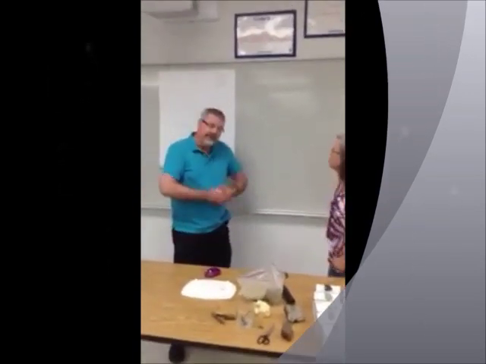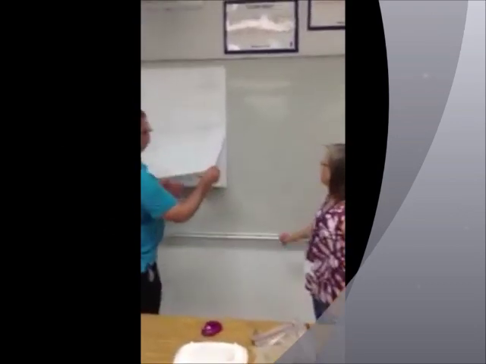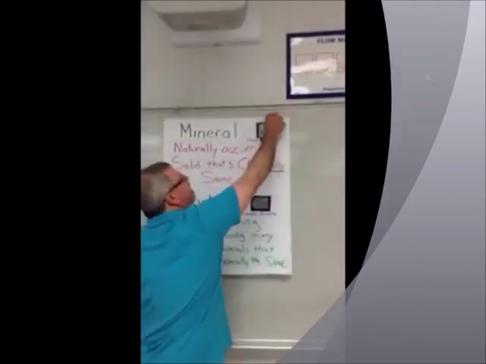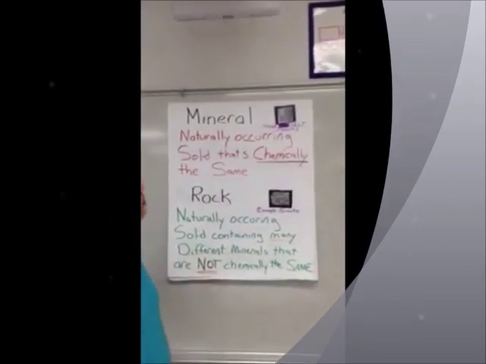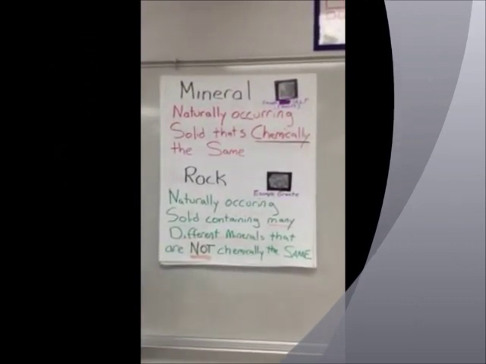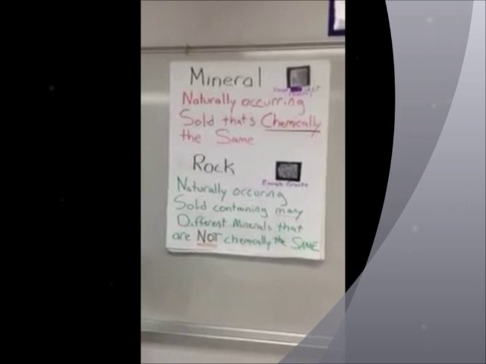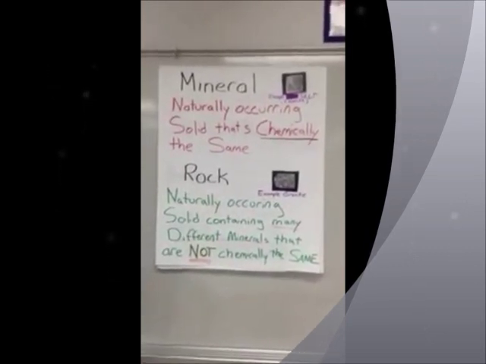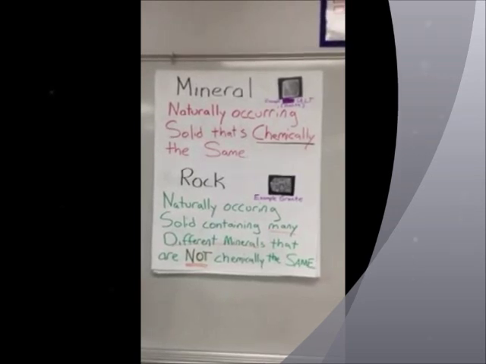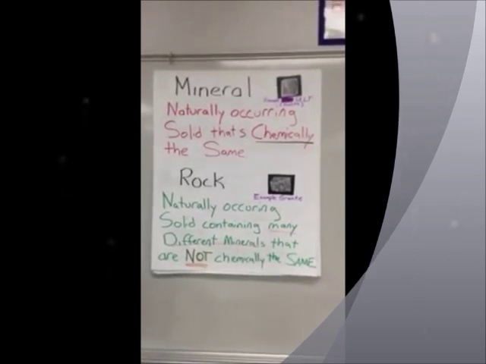Well, let's take a look at what we know about rocks and minerals. Oh, my headlight broke again. Oh well, I'll put it back up there. There we go. Okay, what do we know? Alright, minerals. A mineral is a naturally occurring solid that's chemically the same. A rock is also a naturally occurring solid, and it contains many different minerals that are not chemically the same.